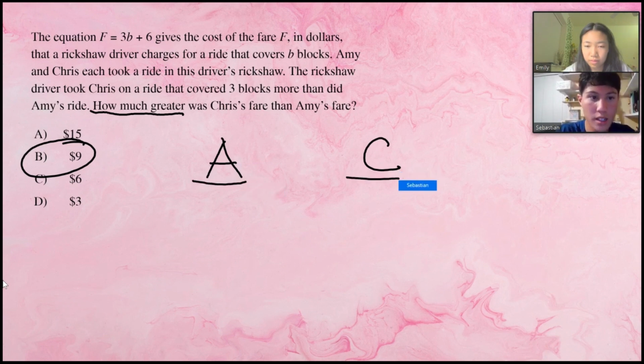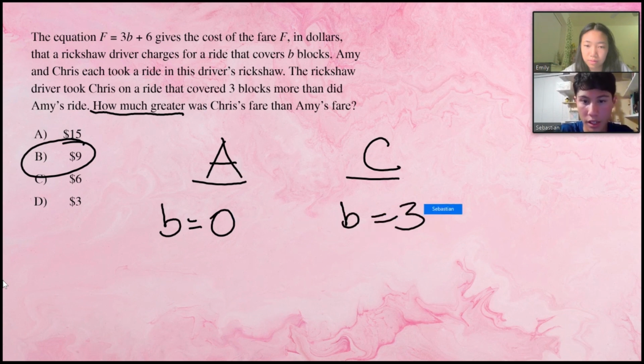Now, it says that Chris was on a ride that covered 3 blocks more than Amy's ride, and we can assign arbitrary values for b for both Amy and Chris, plug it into the equation, and then find the difference from there. So if we just say that b equals 0 for Amy, if Chris rode on a ride that covered 3 more blocks than Amy, then b would equal 3 for Chris. And now we can just plug in our values for b into the equation.